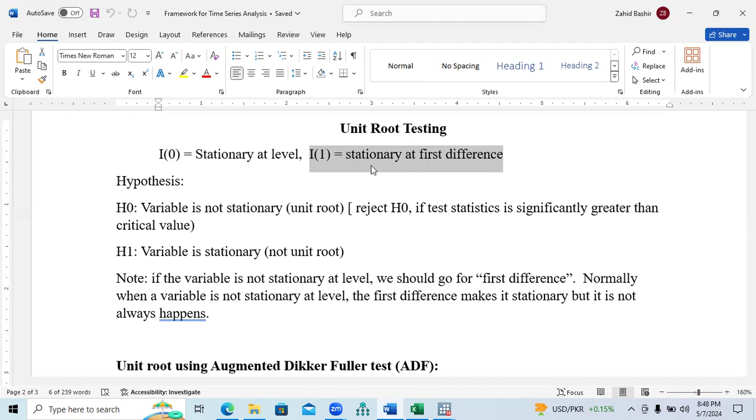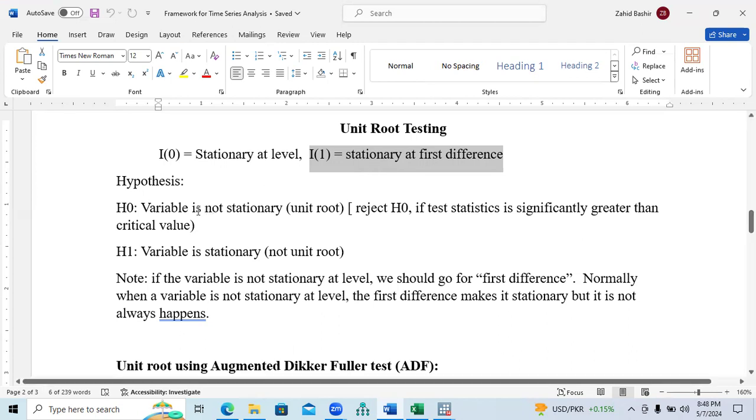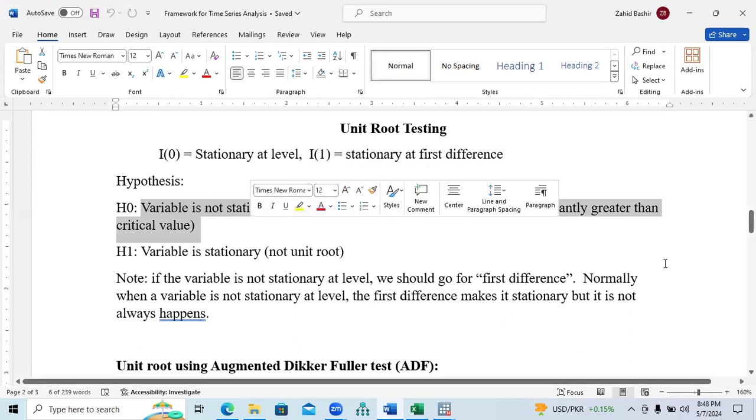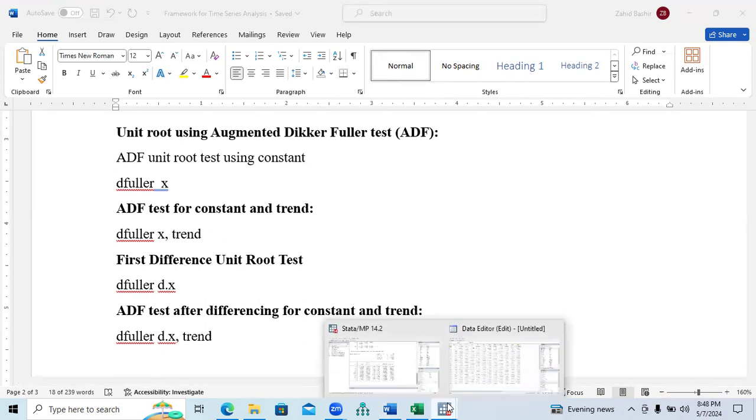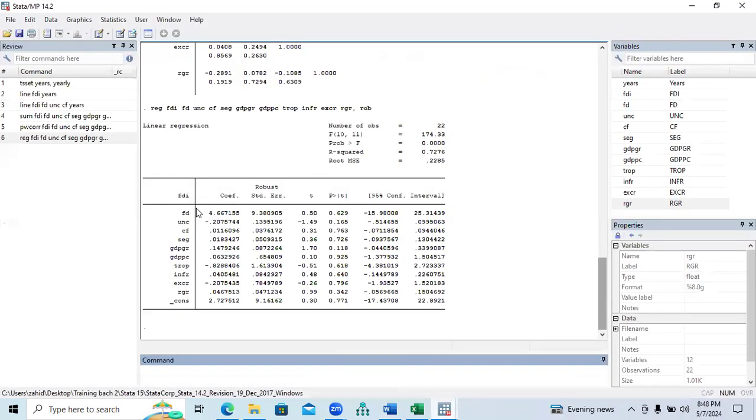first difference or not. So the null hypothesis is that the variable is not stationary. Then we can consider it on the basis of the critical value. I will let you know how we can apply this procedure. The first test that you can apply is the Augmented Dickey-Fuller test. There is a manual procedure that you can apply.